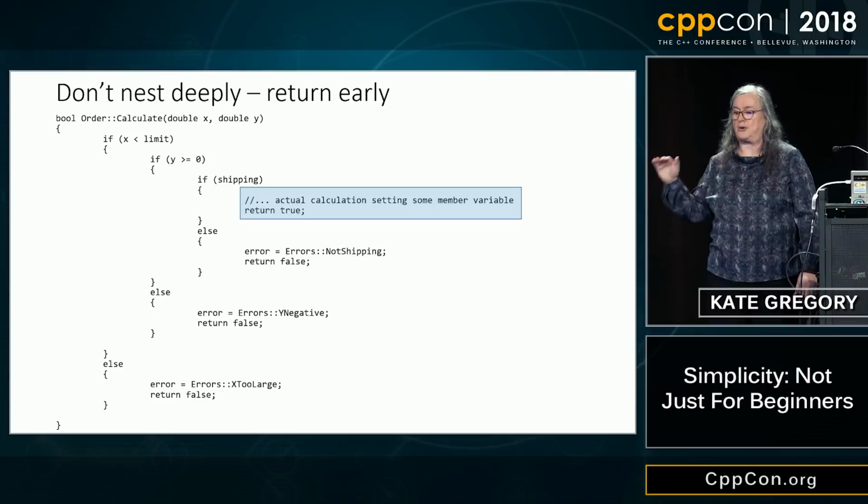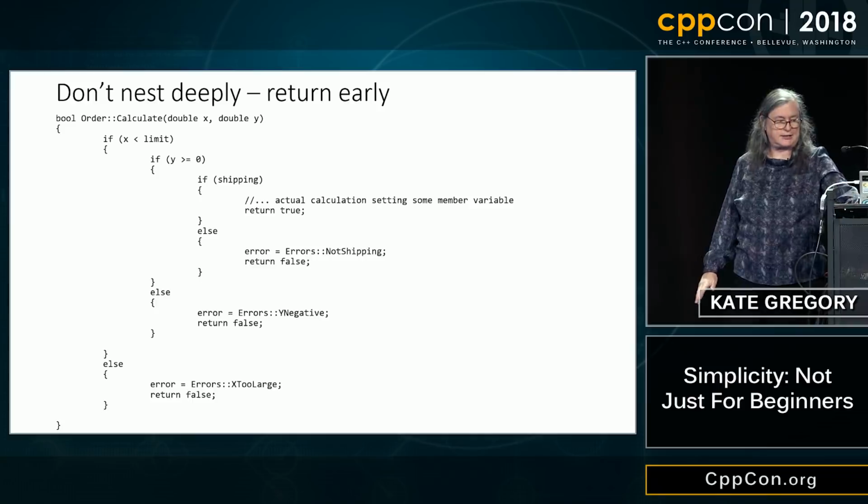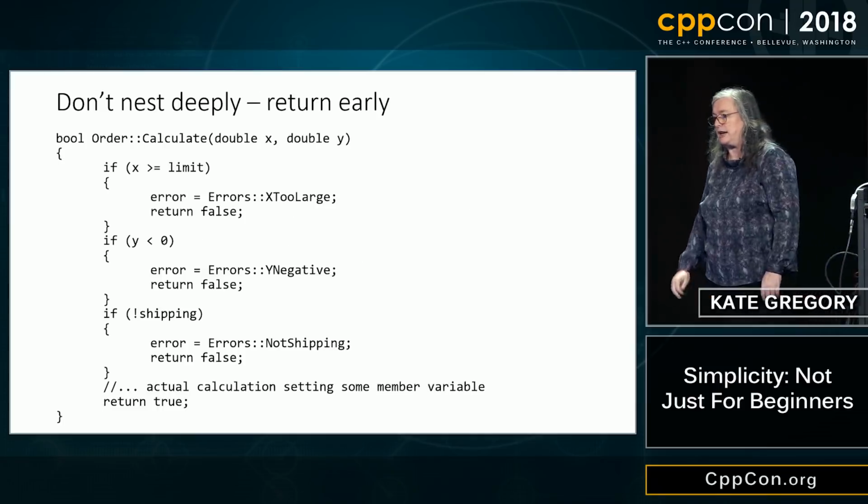You can very clearly see that we only do the magic if x is under the limit, if y is non-negative, and if we are shipping. But the rest of it can be a little hard to follow. This is the exact same logic. I did not change the signature.